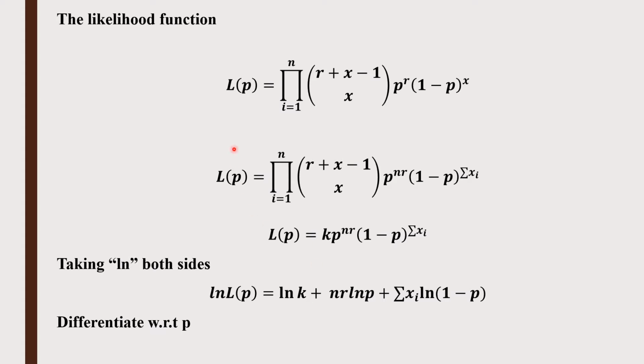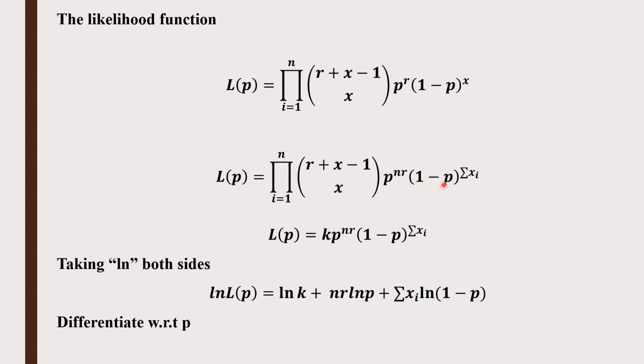First of all, we would find the likelihood function. For likelihood function, we introduce the pi operator. For pi operator, pi 1 to n r plus x minus 1 combination x, p raised to the power r, 1 minus p raised to the power x. This combination term is independent of parameter p, so we will keep it as it is with pi. P power r will become p power nr as p power r is constant.